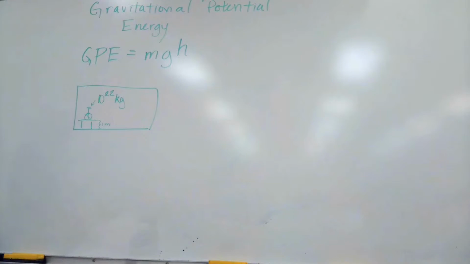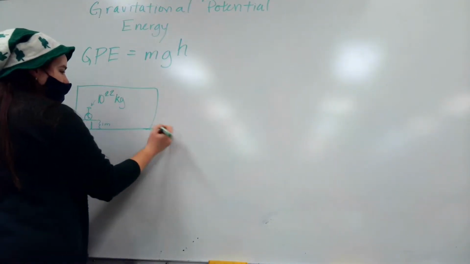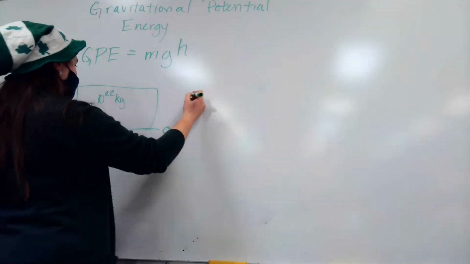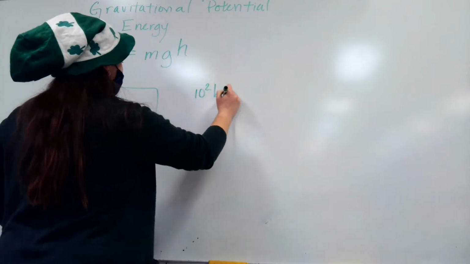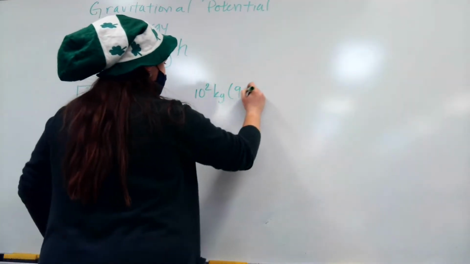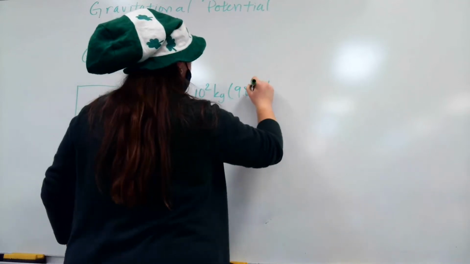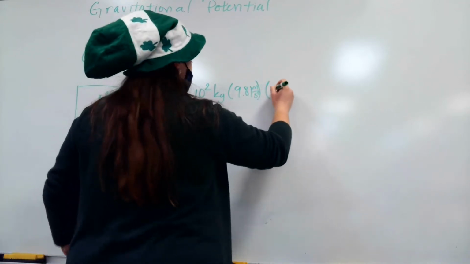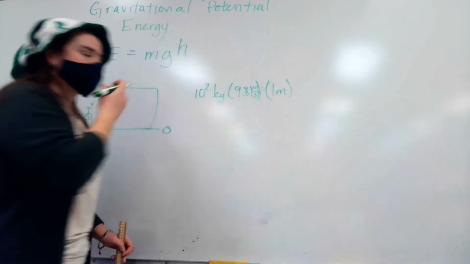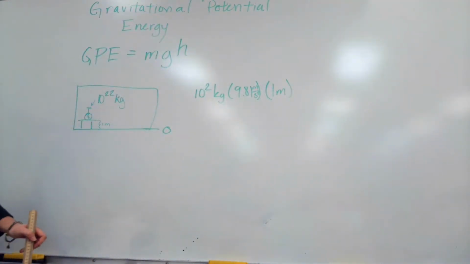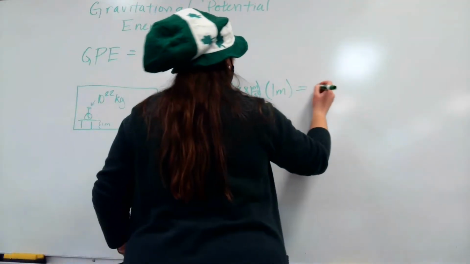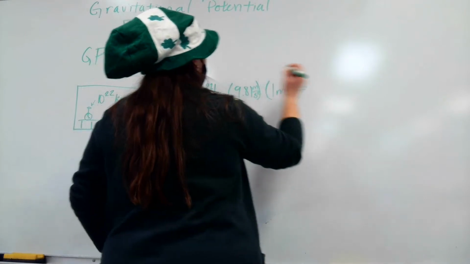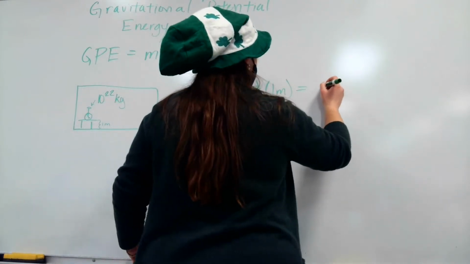All right. So to calculate its gravitational potential energy from the floor, so we're pulling this 0 here, we would get our 10 to the 22nd kilograms times 9.81 meters per second squared, times 1 meter. Okay? So what would we get? 9.81 times 10 to the 22nd. 23rd, actually. I'm pretty sure.